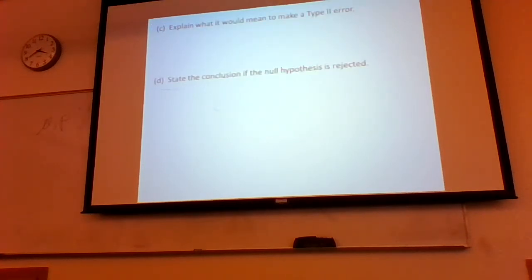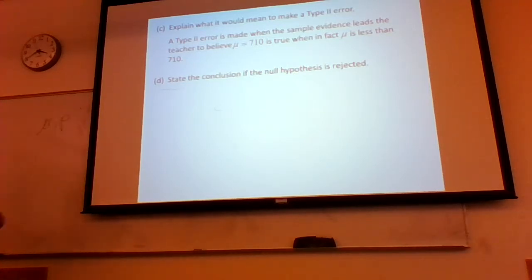Okay, now let's explain type 2 error. So this is when you set free a guilty person? So in this case, what does that mean? We don't reject the null hypothesis. In other words, when the sample evidence leads the teacher to believe that this is true, when in fact it's actually smaller than 710. Right? Less than something. That's smaller. Okay?